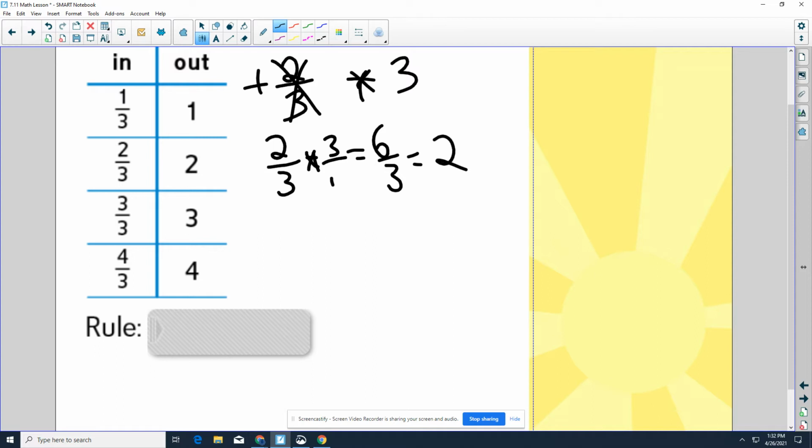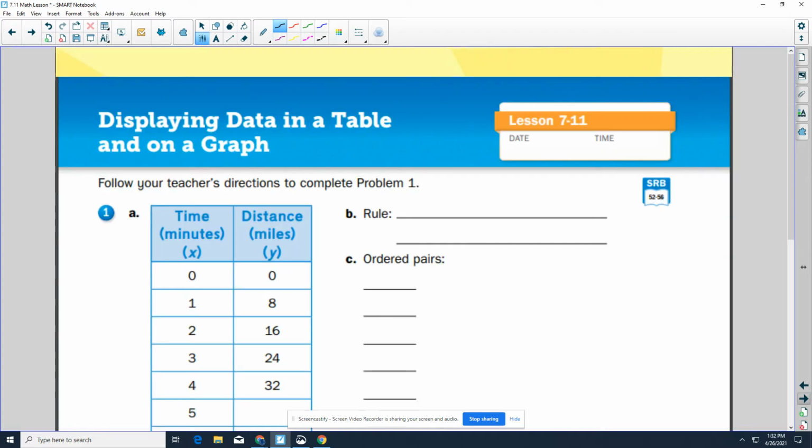Okay, so let's try this one here. So 3/3 times 3, I know that 3/3 is equal to 1. So 1 times 3 is equal to 3. So the rule here would be multiply by 3. So again, just checking the rules to see what works there.